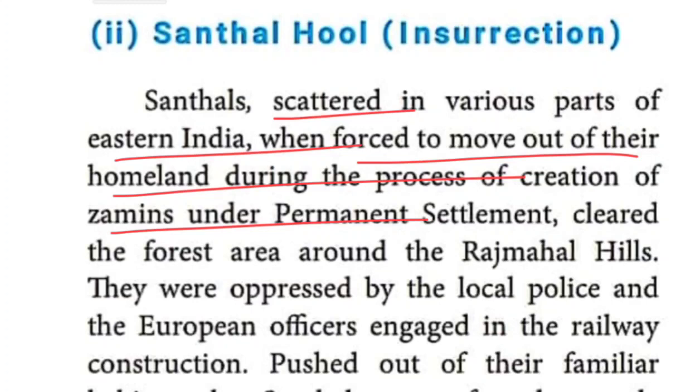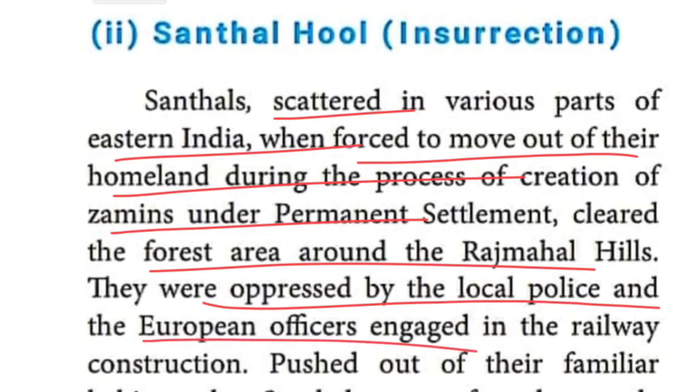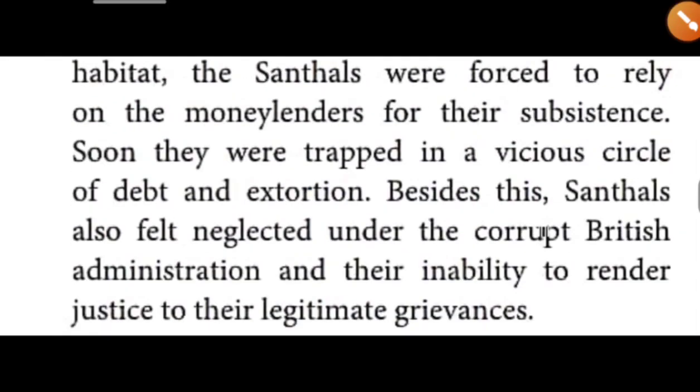Clear? So under the Permanent Revenue Settlement, they used to clear the forest area around the Rajmahal hills. So at that time, the tribal people had to come out. It led to oppression by the local police and European officers engaged in the railway construction. Here, what happened? They were oppressed by the local police. Oppressed in the sense of suppressed. Oppressed by the local police and European officers involved in the railway construction. So they were pushed out of their familiar habitat. Familiar habitat in the sense that they used to live only along the foothills of the mountains. So they had to come out, which was very difficult for them, is it? So that's the thing, pushed out of their familiar habitat.